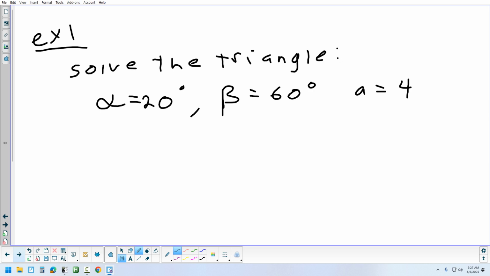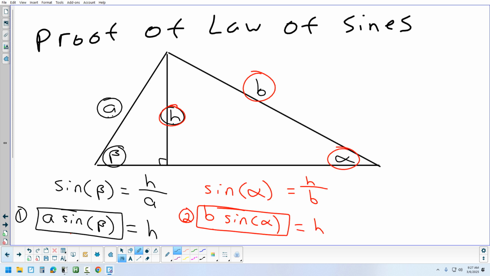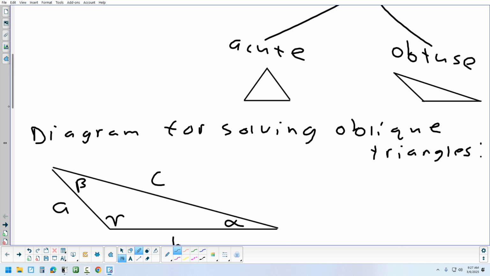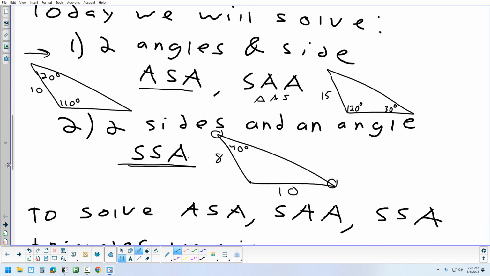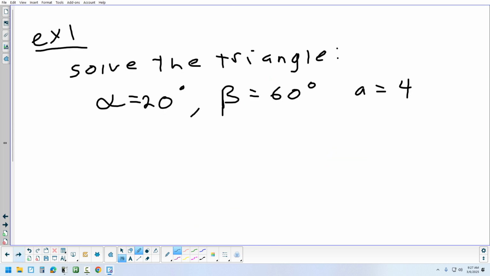The first thing we have to do eventually is figure out if this is law of sines or if this should be done with law of cosines. To do that, we've got to figure out, is it one of these 3 types? What's the easiest way to see if that is one of those 3 types? Draw it out.